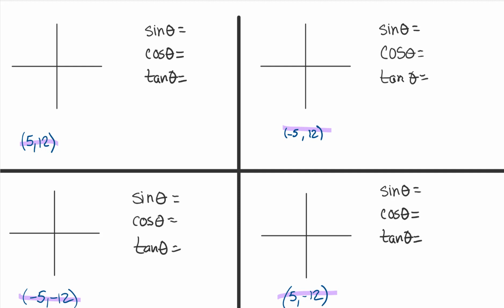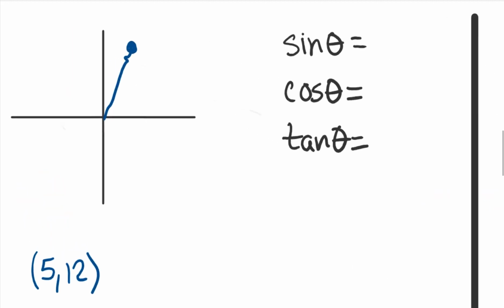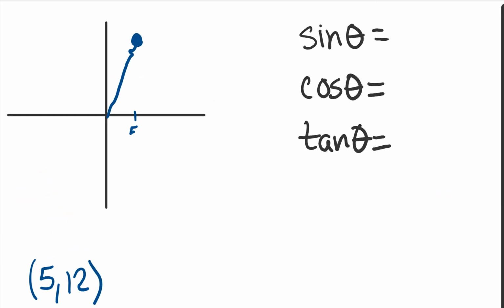So let's draw our first one. Let's go into our top one. The x is small, so it must be 5. The y has got to be 12. 5, 12. So now the game is you got to go get that radius. You got to know what the r is.